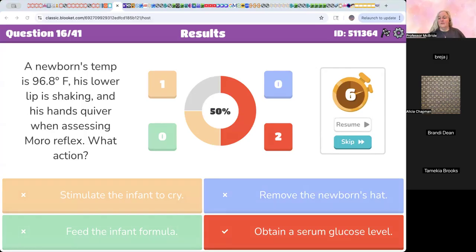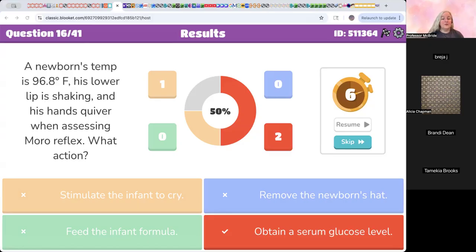His hands quiver when assessing. Lower lip is shaking. His temp is 96.8. The reason why I chose it is because every other answer does not help me really understand what's going on. So I'm going to assess that glucose just to make sure that his blood glucose levels have not dropped. Something to assess, something that I can clearly rule out. That was my whole issue of picking that answer.